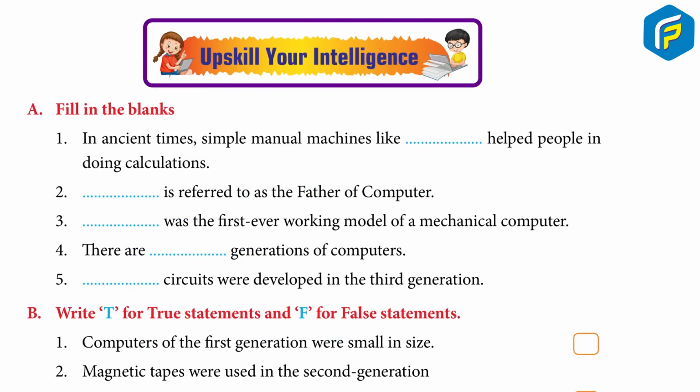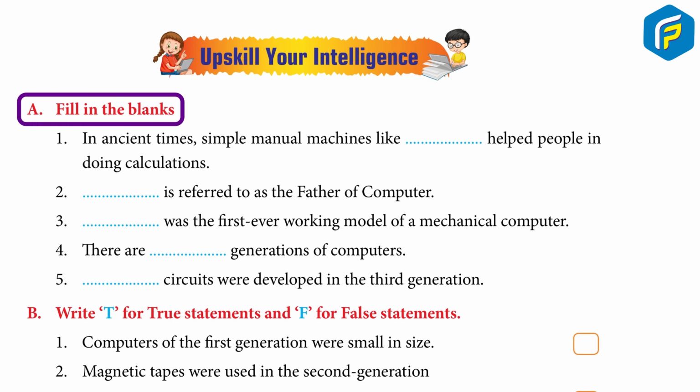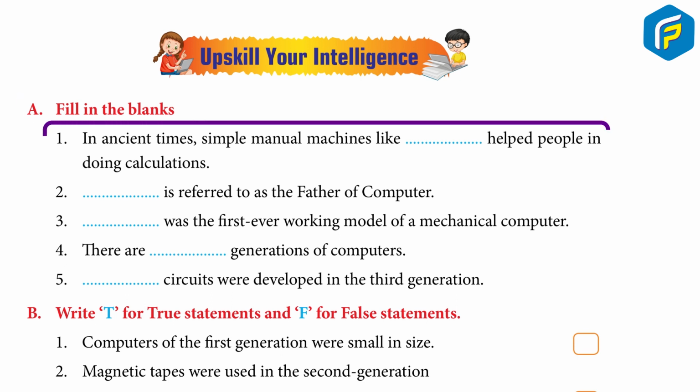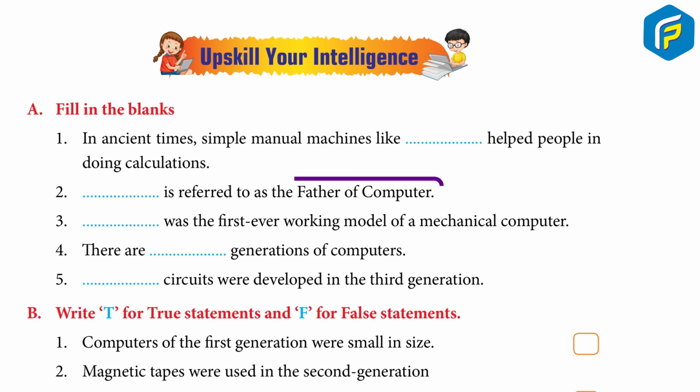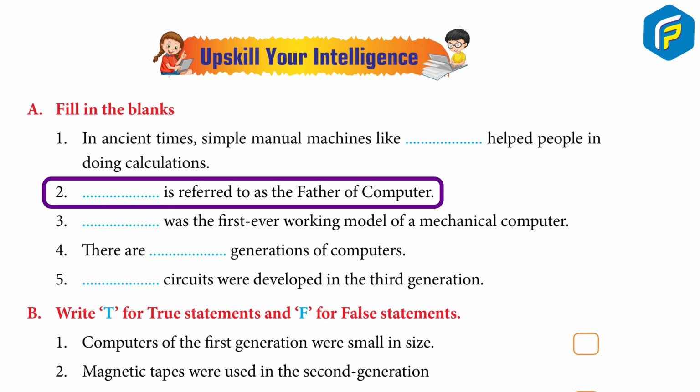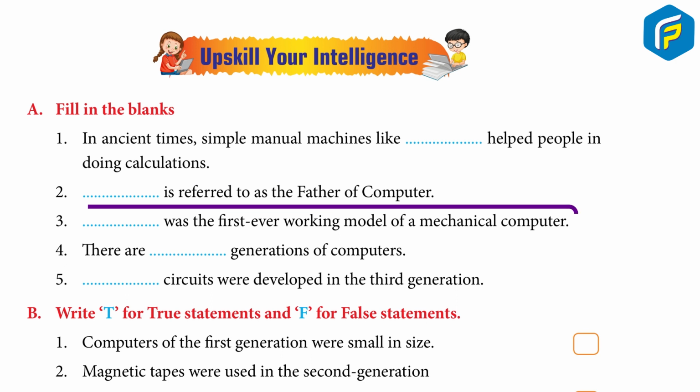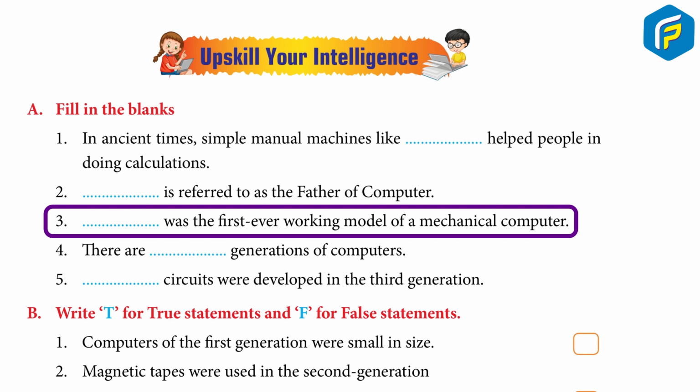Upskill your intelligence. A. Fill in the blanks. 1. In ancient times, simple manual machines like dash helped people in doing calculations. Answer: abacus. 2. Dash is referred to as the father of computer. Answer: Charles Babbage. 3. Dash was the first ever working model of a mechanical computer.